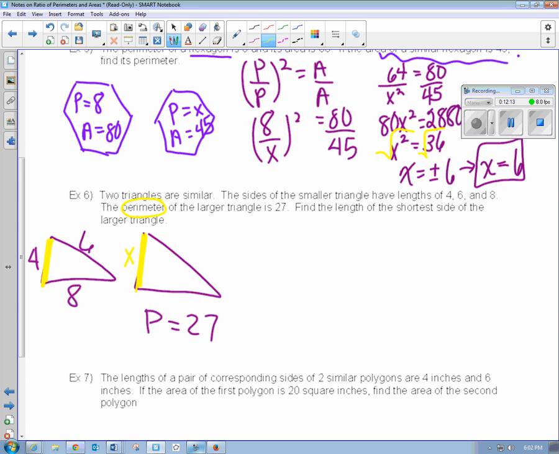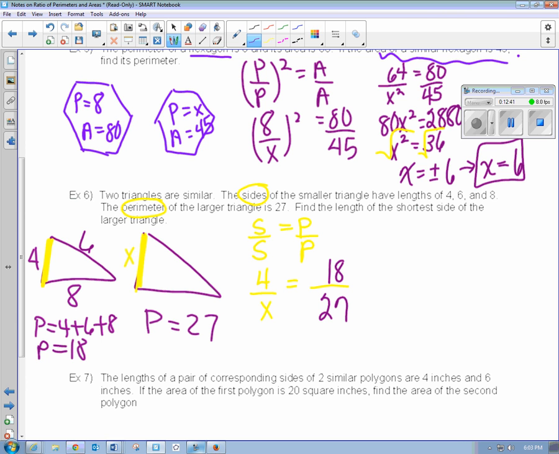If I look at what I'm comparing, perimeters and side lengths, I'm going to look at the formula that compares perimeters and sides. Plug in what I know. 4 over x equals, I don't have the perimeter of this triangle over here, but remember we can add up all the sides to get that. So 18 over 27. Cross multiply, so 18x equals 108, divided by 18 gives me an answer of 6.